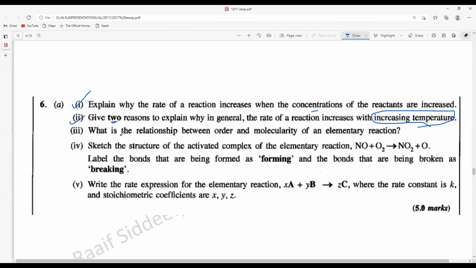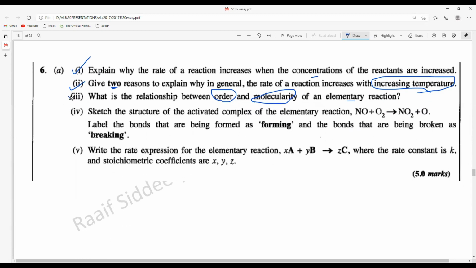And question number 3: what is the relationship between the order and molecularity of an elementary reaction? So in the theory class, I explained to you there are two types of reaction. One is the elementary reaction with a single step, more or less, and the multi-step reaction. For an elementary reaction, I told you the order is the same as the molecularity. So what is the relationship between order and molecularity? It is the same. Order equals molecularity. But for a multi-step reaction, please remember you have to find the order with respect to each reactant separately by experimental conditions. That is very important to understand, right?